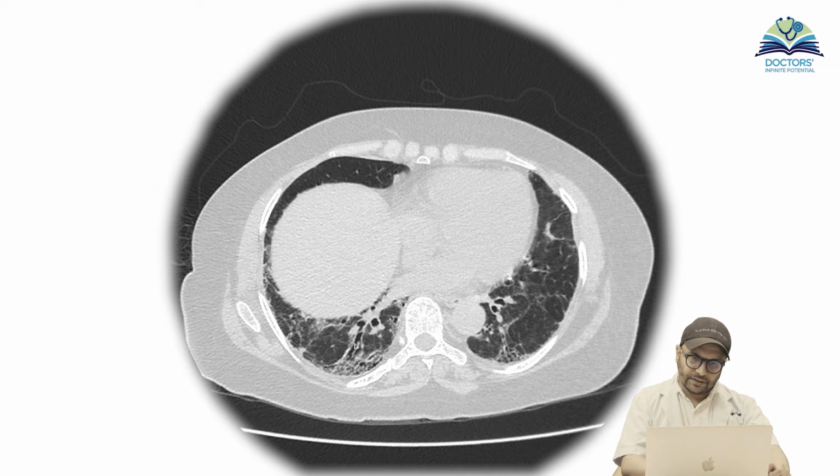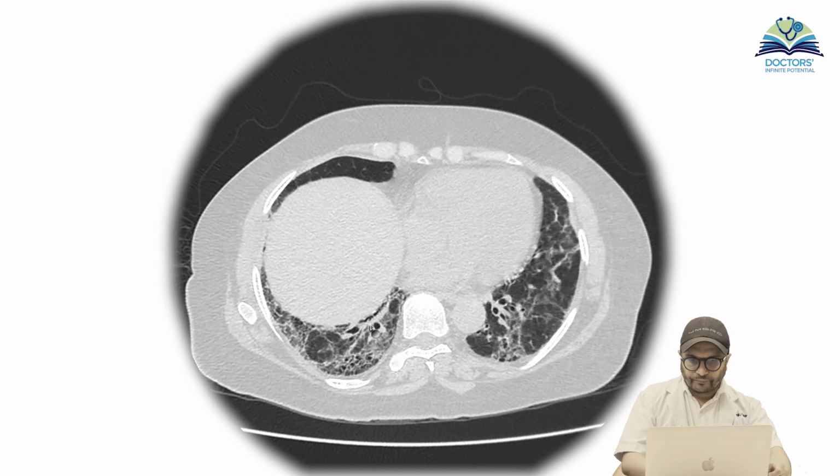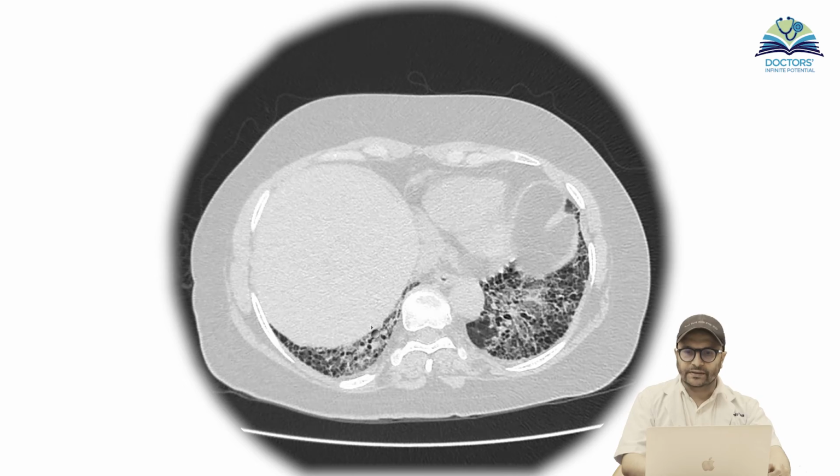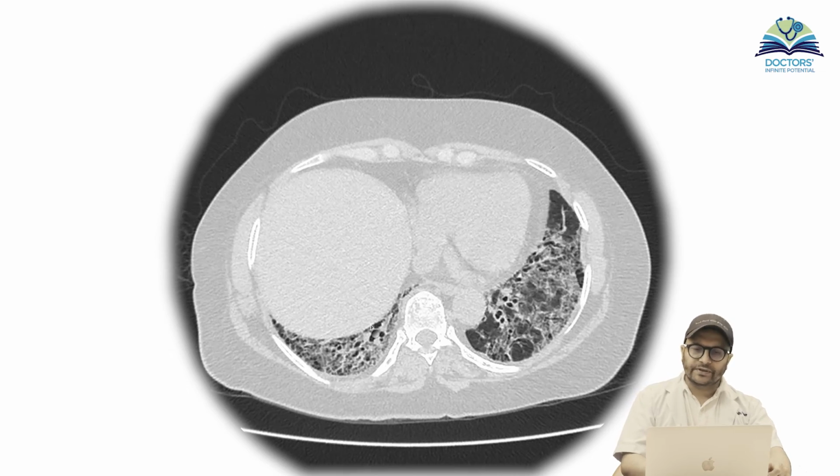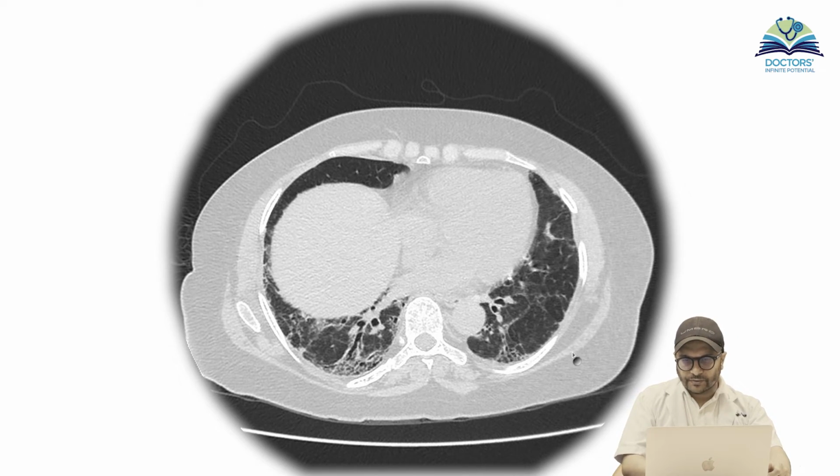This is the linear structure. This is the dilated bronchi, which is also known as traction bronchiectasis. The bronchi is almost reaching up to the pleural surface of lung. So this is traction bronchiectasis, and we can also appreciate minimal area of ground glass opacities.